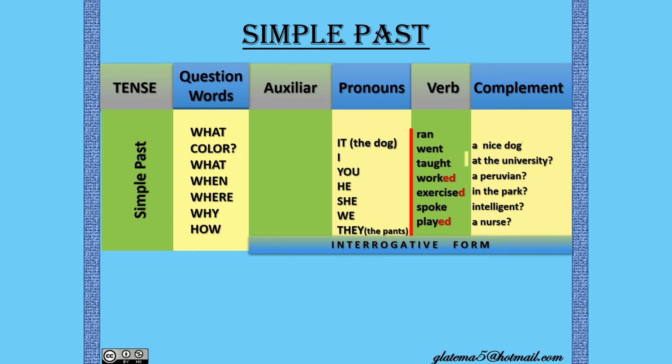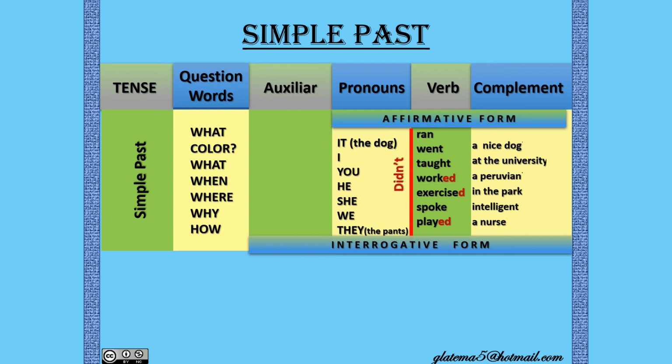And that is the affirmative form of the sentences, okay? That is affirmative. You taught at the university. He worked in the park, okay? So that is affirmative form. Now we are going to see the negative form.